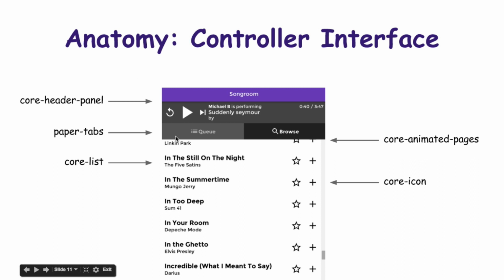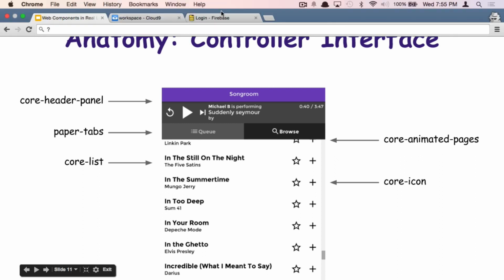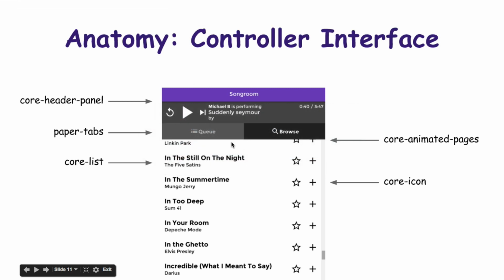And so then we have paper tabs, which is the queue and browse here. So that's some of the paper elements, the material design stuff. I should have kept that up. Do I still have it? I don't think I do. But when you tap between the two windows, you have a nice ripple effect.